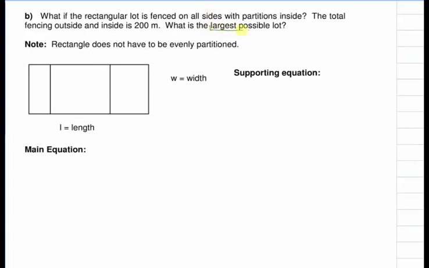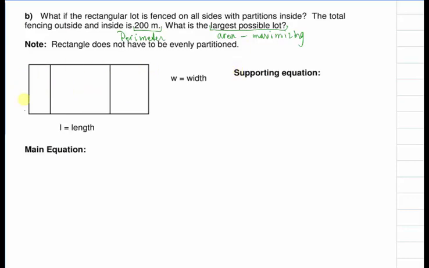Once again, largest possible lot refers to area, and this is what we are maximizing. And because we know that we have 200 meters of fencing, this is your perimeter. And note, the rectangle does not have to be evenly partitioned. So these two partitions inside the rectangle do not have to be spaced in such a way that your 3 areas will be even.